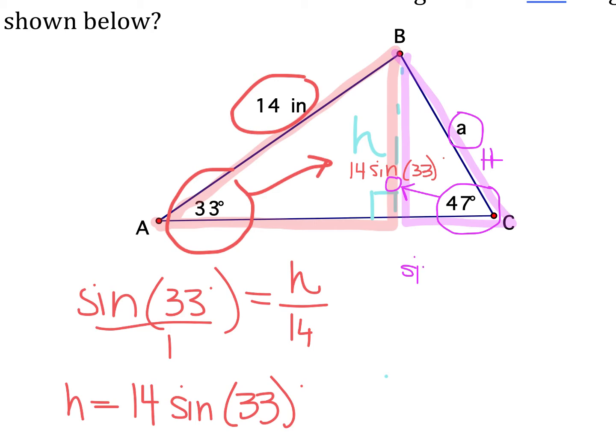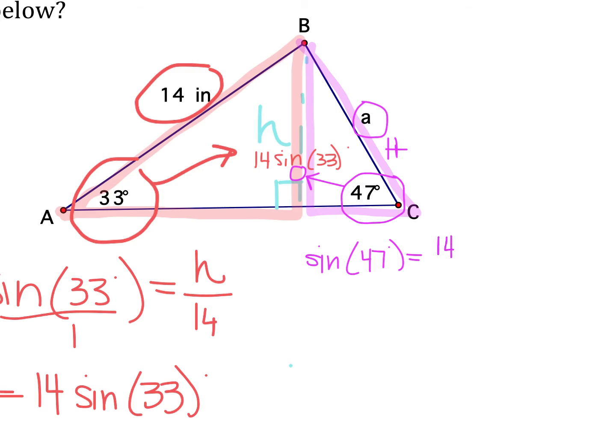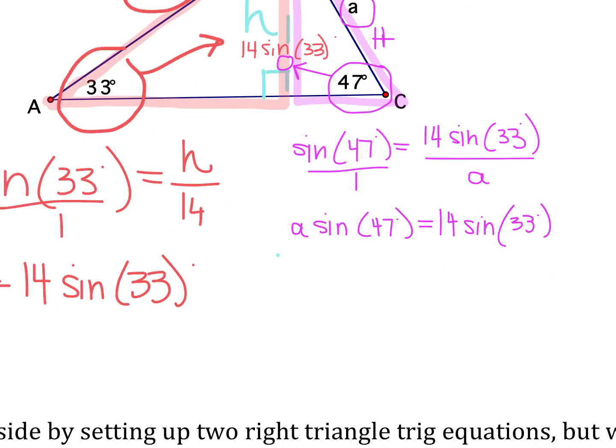So sine of 47 degrees equals opposite, 14 times the sine of 33, over the hypotenuse, which is A. All right, we're going to put that over 1, and now we're going to cross multiply. Cross multiplying, I should get A times sine of 47 equals 14 times the sine of 33 times 1, which is just 14 times the sine of 33.